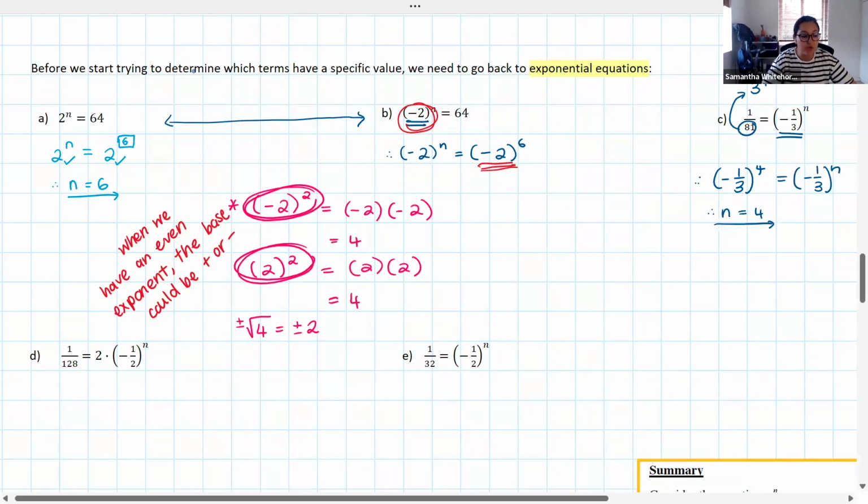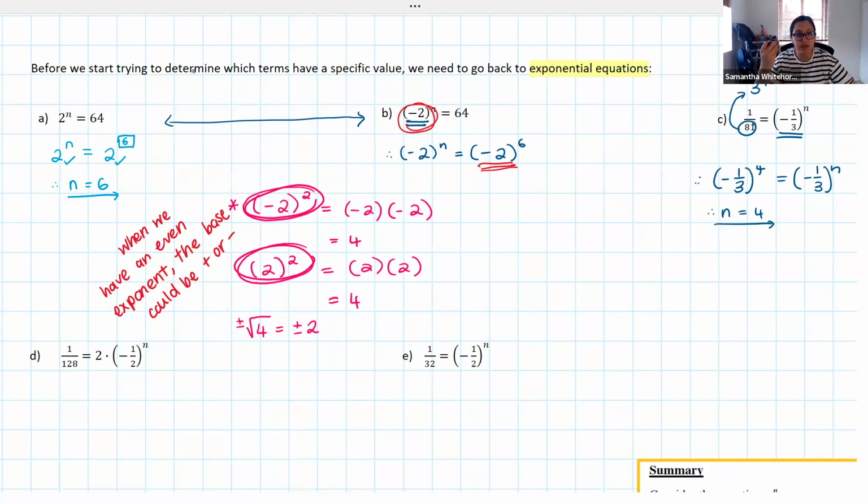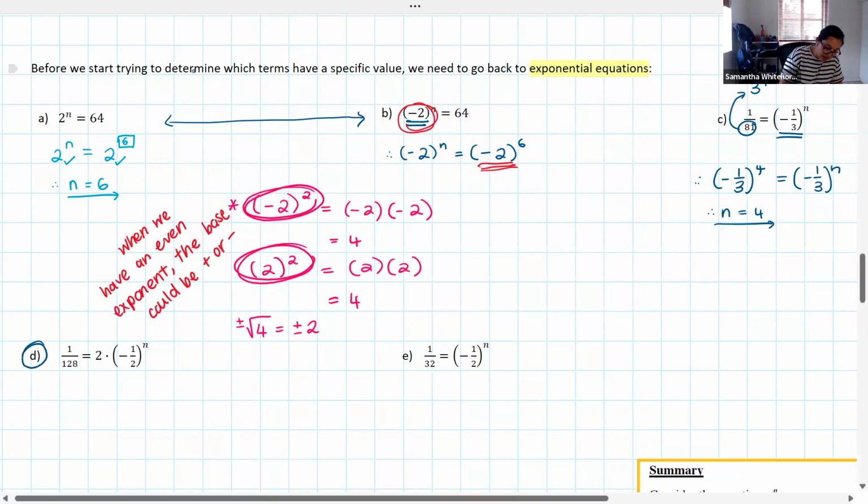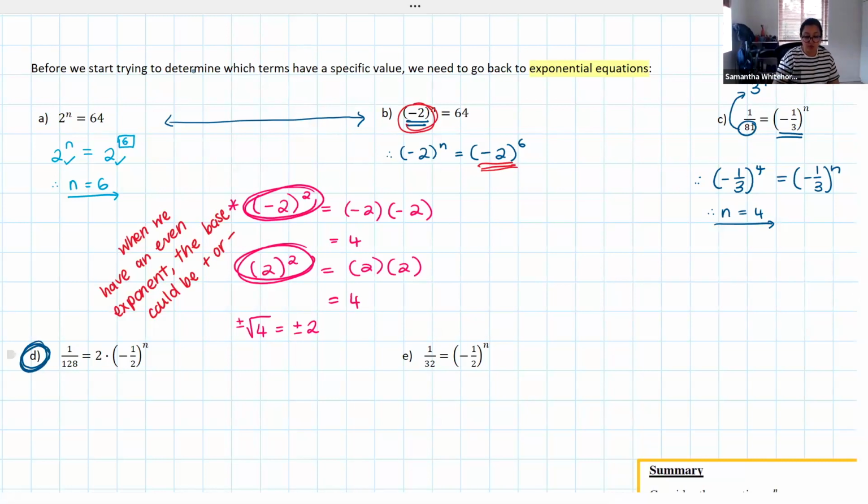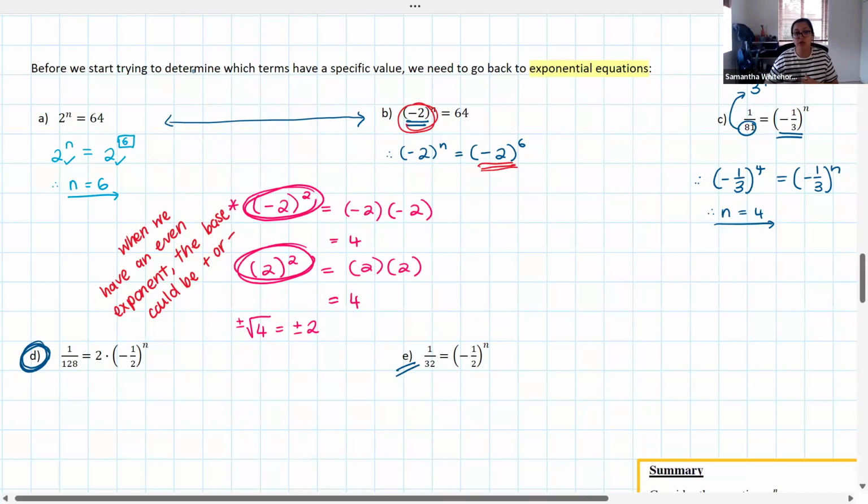All right, so that is sort of the crux of this. Please remember that when you've got that even exponent, your base could be positive or negative, and you will get the same outcome. And we need to remember that as we go along. All right, so what I want you guys to try for me is to solve for n in question D. You can go on to question E as well if you want, but I'm going to give you like a minute or two to solve for n in question D.